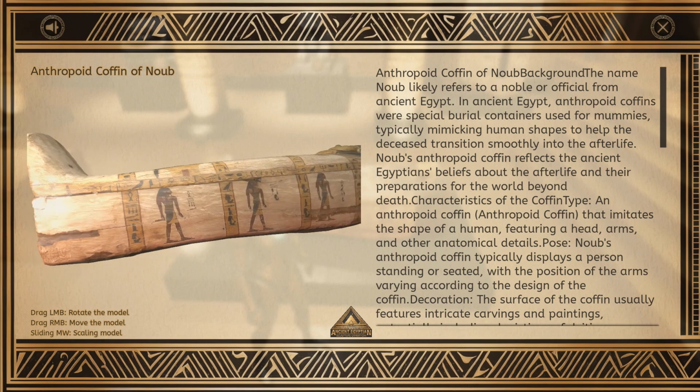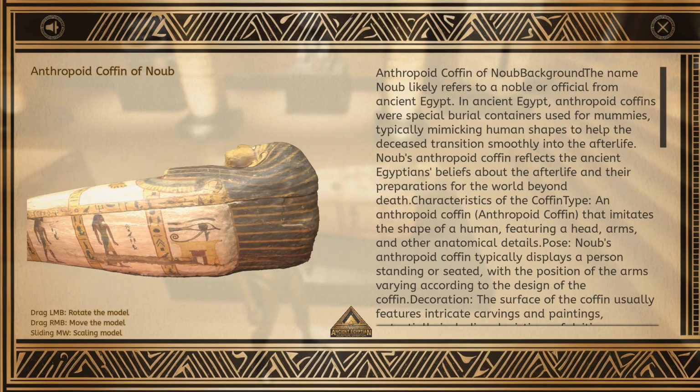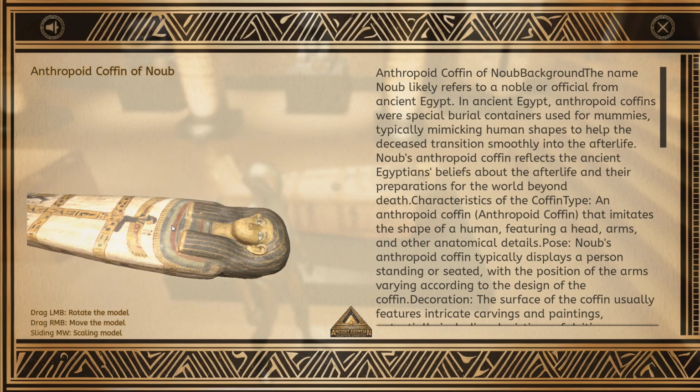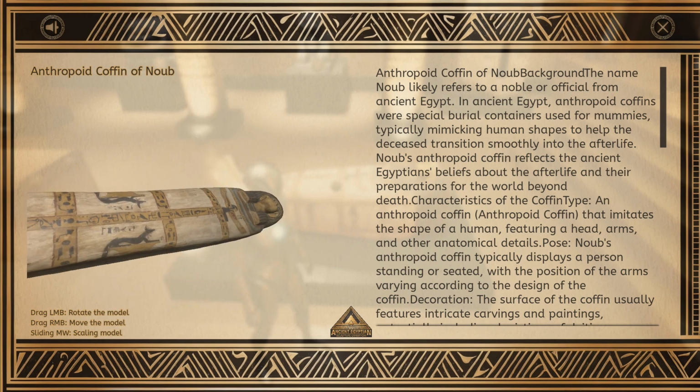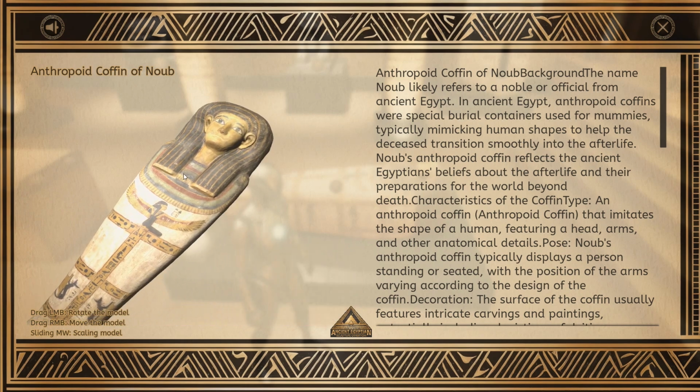In ancient Egypt, anthropoid coffins were special burial containers used for mummies, typically mimicking human shapes to help the deceased transition smoothly into the afterlife. The anthropoid coffin reflects the Egyptians' beliefs about the afterlife and their preparations for the world beyond death.